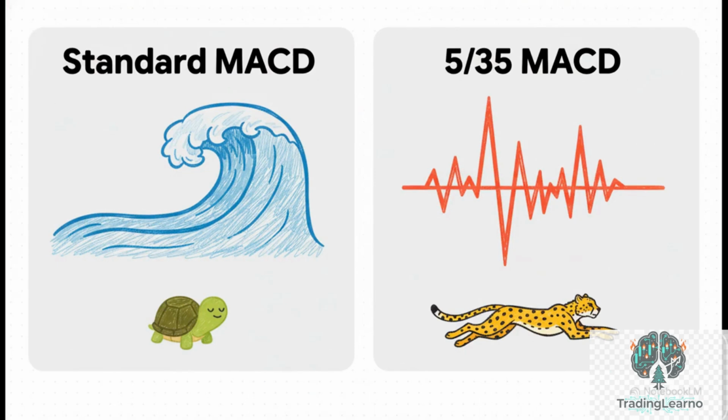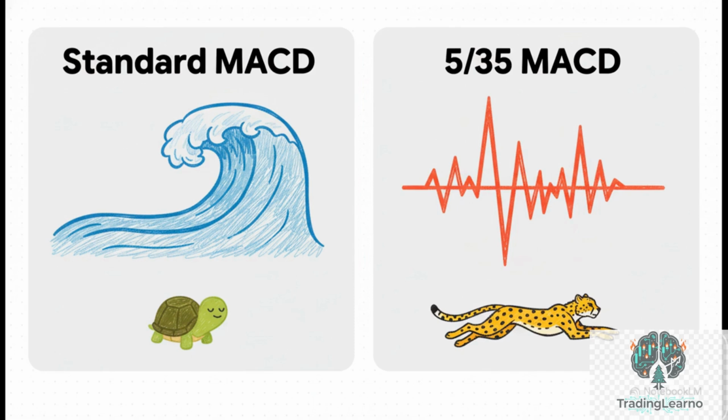On the left, you've got your standard MACD. It's kind of like a turtle, slow, steady, and great for longer-term swing trading. But on the right, our 535 version? Oh, that's a cheetah. It reacts almost instantly to price changes, and that's the kind of responsiveness you absolutely need for those quick 1 to 15-minute charts.